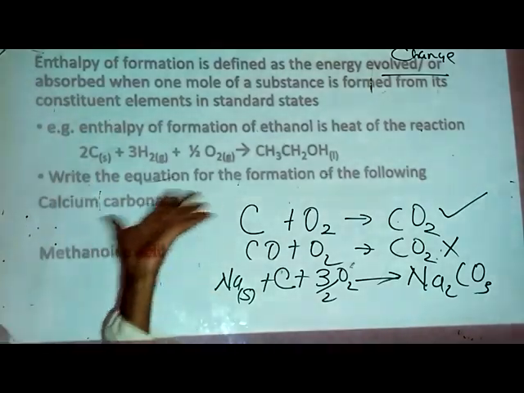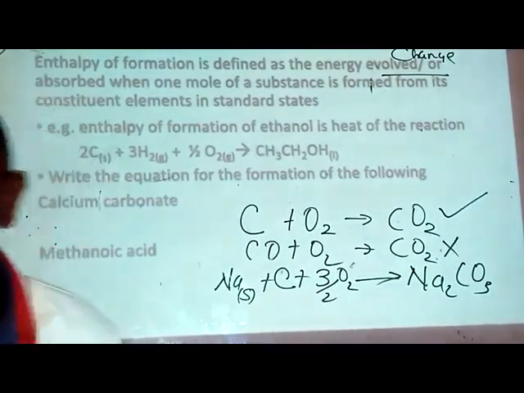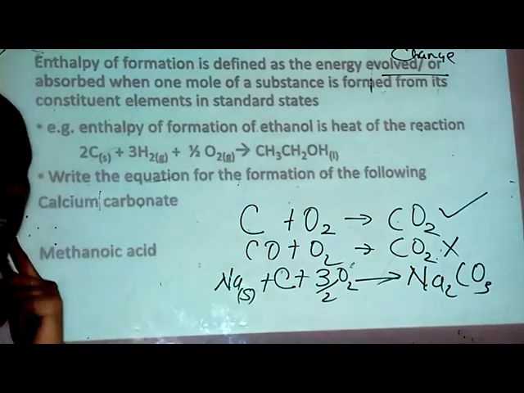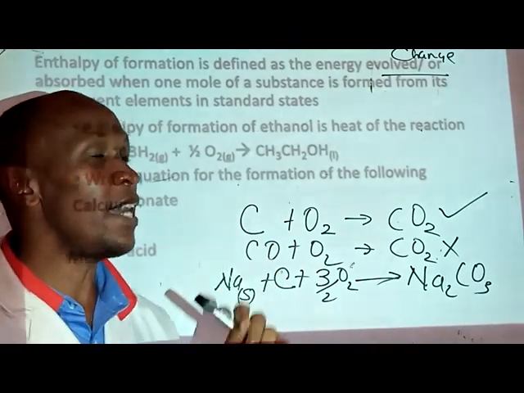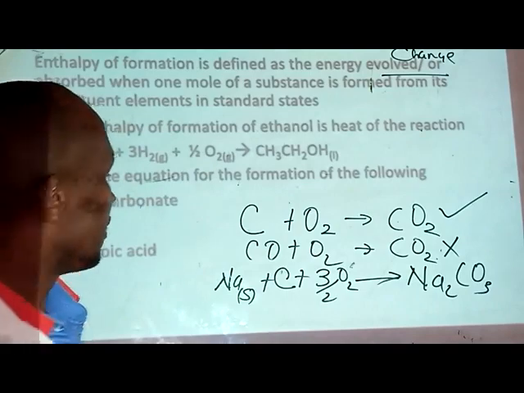Now you could try and write the equation for the formation of calcium carbonate. You have a second for that. And then write the equation for the formation of methanoic acid. But remember, at the end of the day, the substance must be formed from constituent elements.